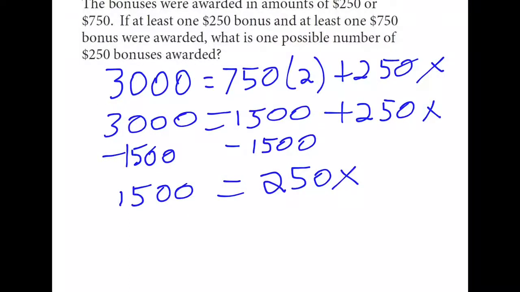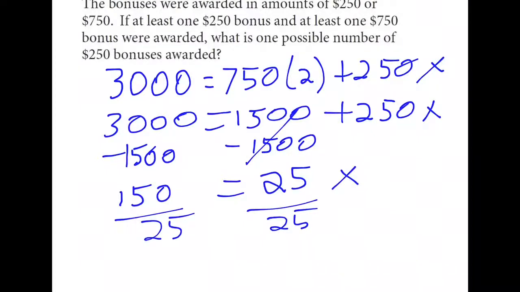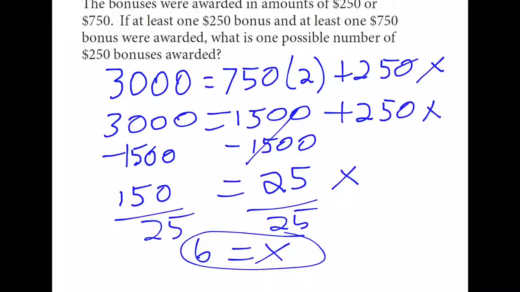If we started over and instead of plugging in one $750 bonus, we plugged in a 2, that multiplies and gives us 1,500, which is what we subtract from both sides. So this part goes away. On the left side we have 1,500 equals 250x. Again, we can get rid of a 0 just to make our division a little bit easier. And when we do that, we are going to get 6 is equal to x, which would be another possible answer. If you were to bubble that in, you'd get it correct.